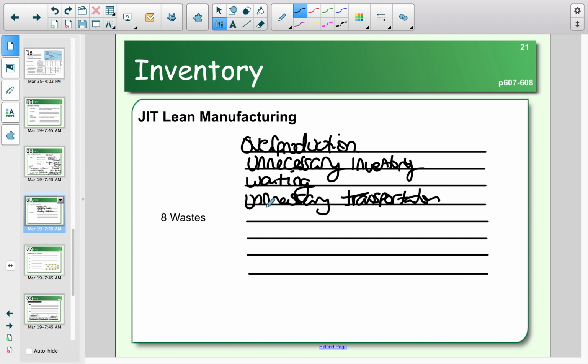We want to get rid of any overproduction and any overprocessing. So overproduction is when we make it more than once. Overprocessing is when we go back and fix it. We want to get rid of any inefficient work methods.